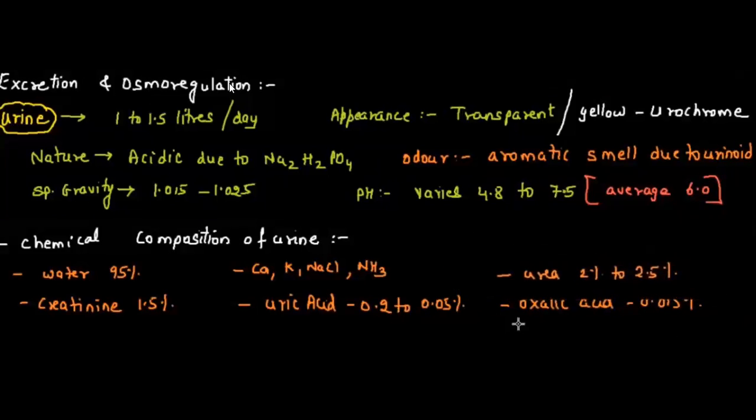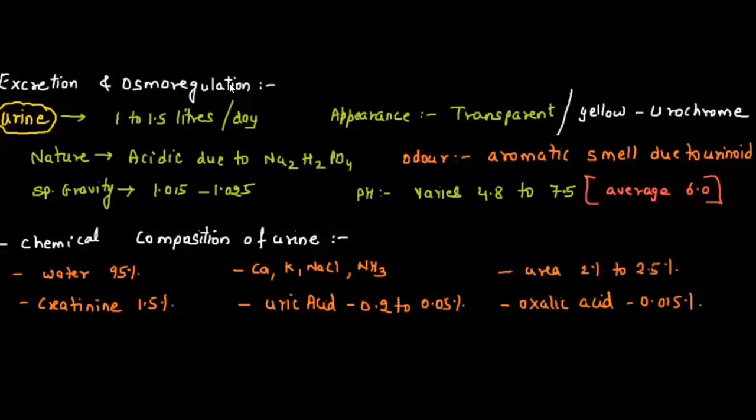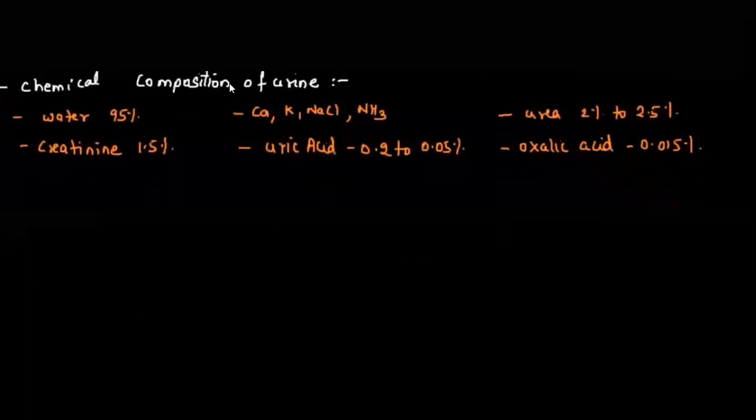So this is how your urine is chemically composed. The percentage can vary depending on your diet, depending on your health. So this was the chemical composition of urine.